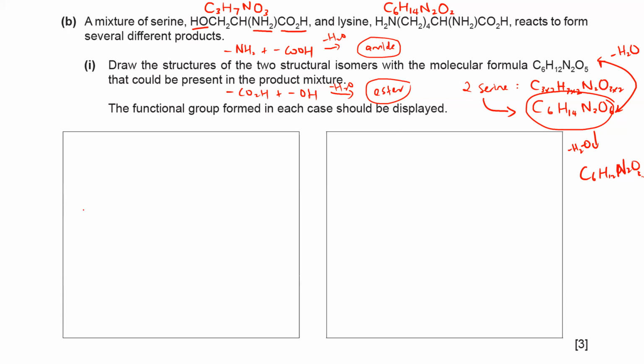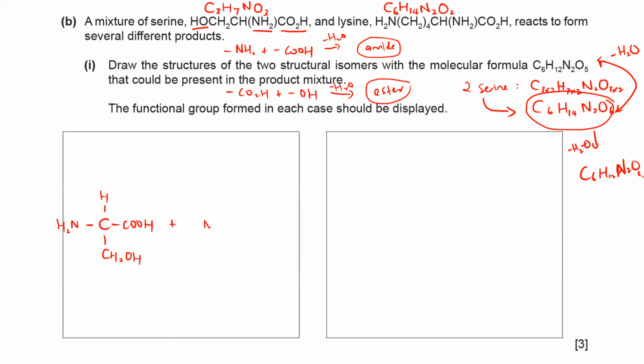Right, now let me draw the structure of serine. COOH on the right hand side, amine on the left hand side, and then the side group, which is CH2OH. Okay, let me erase. I've left out the CH2. Now I'm showing the process of the reaction, but in the exam you only need to draw the structure of the products.